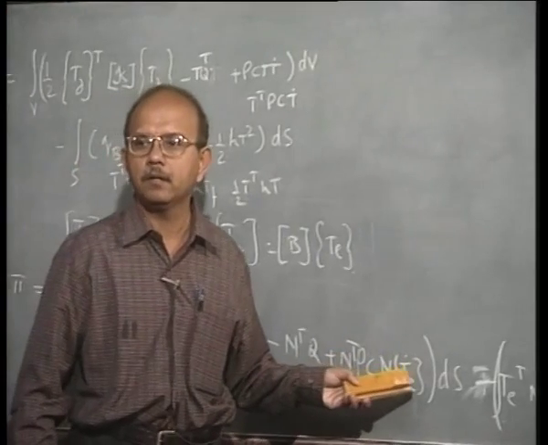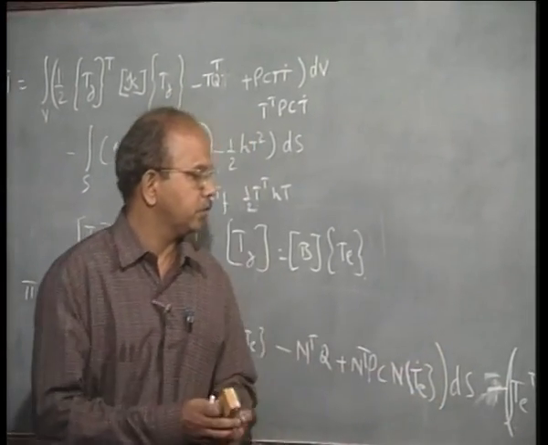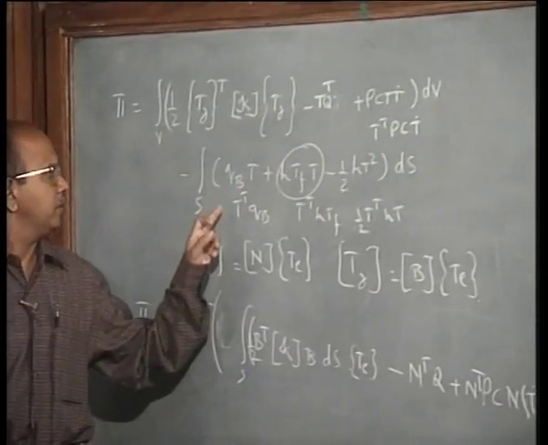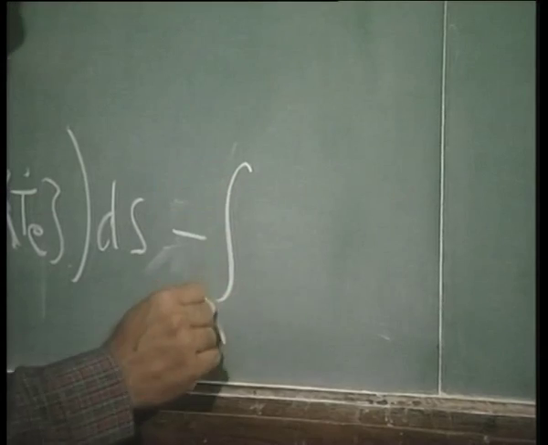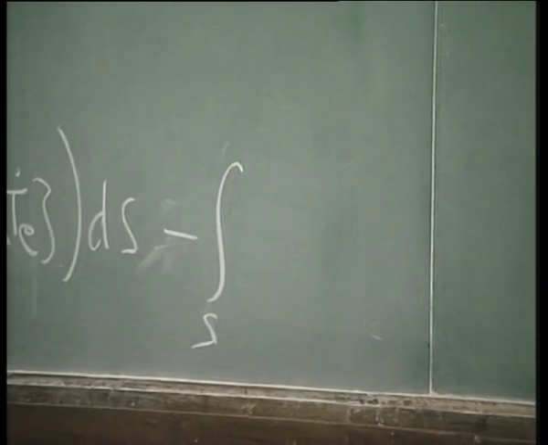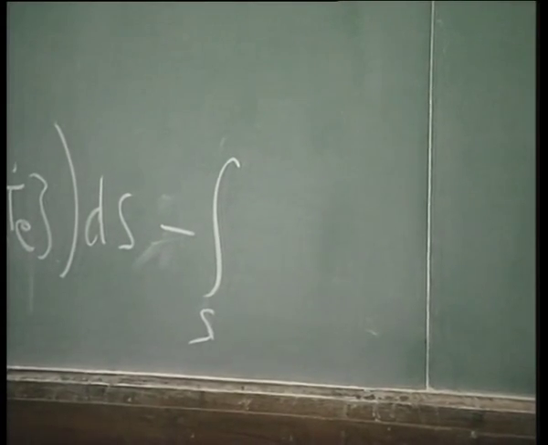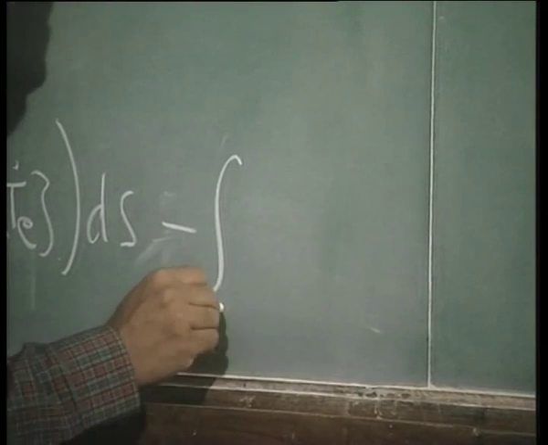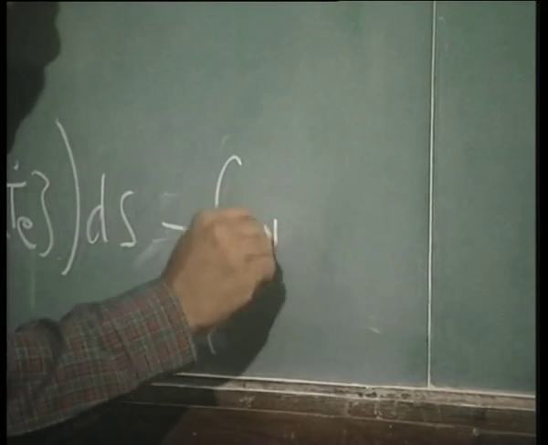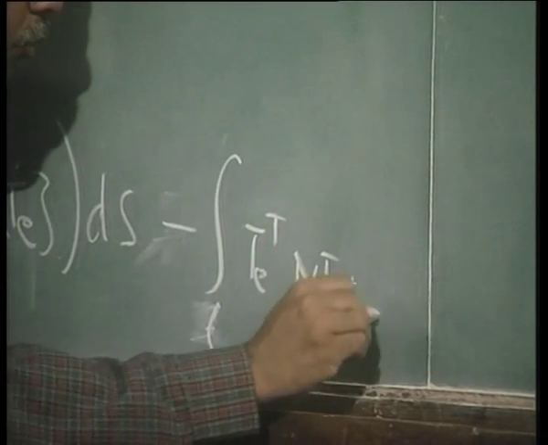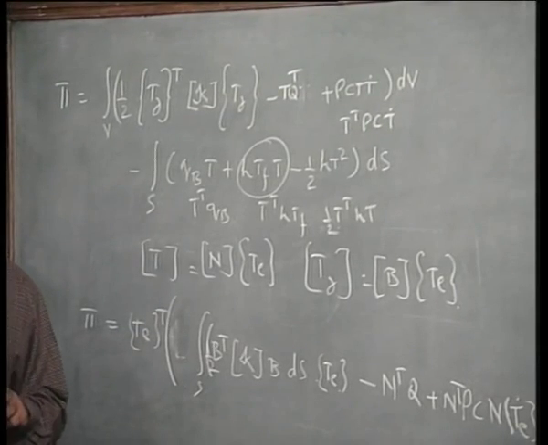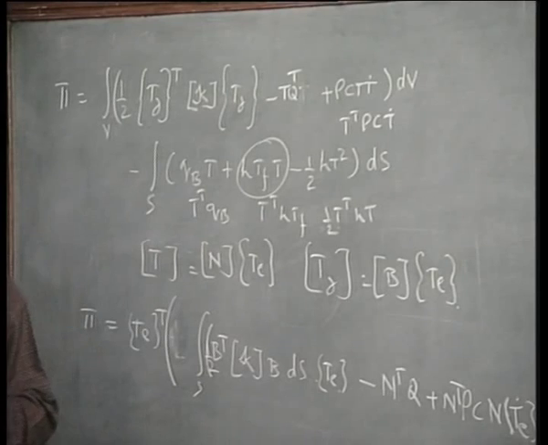That is up to the first one. Okay, that's up to the first one. So I'm just continuing that. So we can put that separately as minus S, T transpose N transpose QB, right? Along a line, so let's say L: T transpose N transpose QB dL. Now next is again T transpose N transpose H TF.